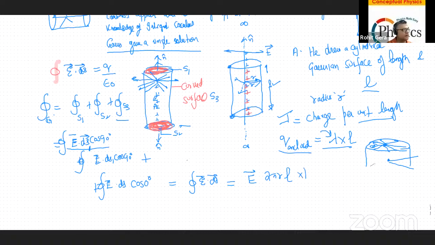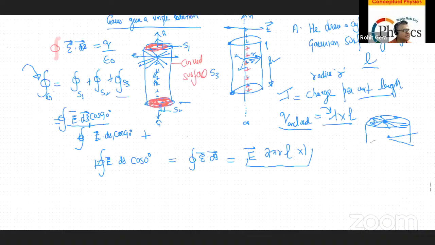So now we have calculated the flux cutting across all three surfaces. On the two flat surfaces there was actually no flux because they were perpendicular to the electric field. Only in the curved surface area were we able to find the flux. So now we know the total flux associated with this Gaussian surface, which is the cylinder.